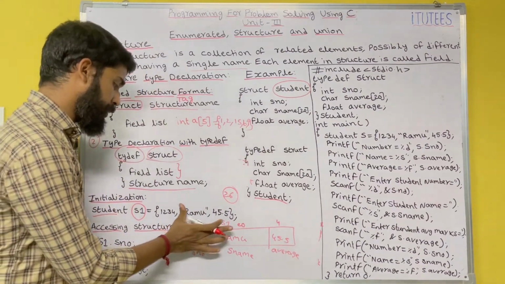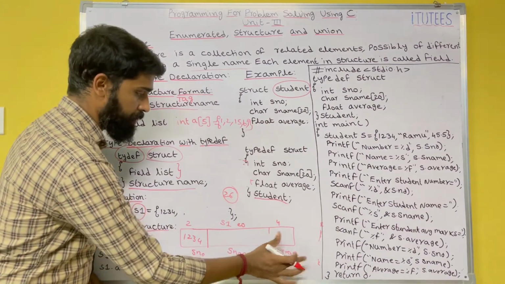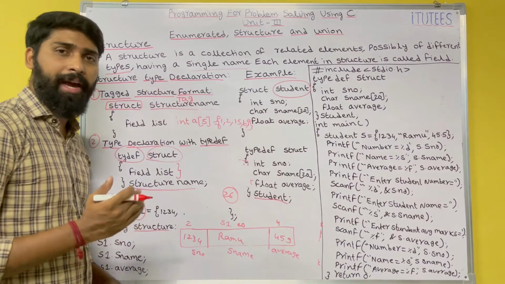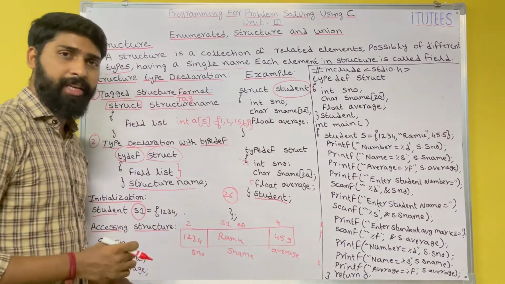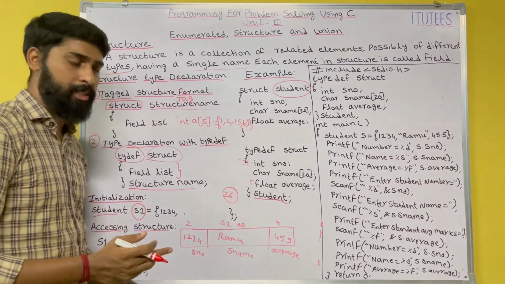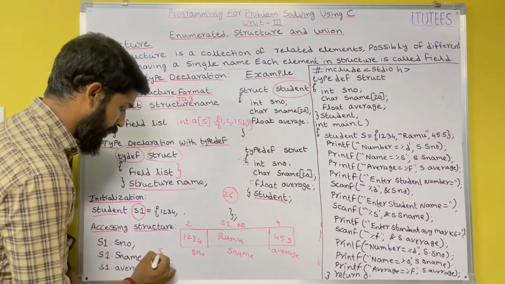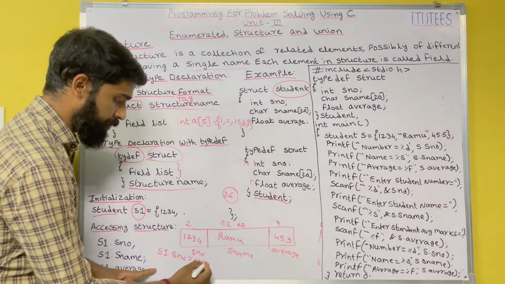If you initialize only one element, then the remaining are null values. So these are 0, this is the \0. Now we see how you can access the structure. These are the elements already stored in the structure s1. Now we see how to access these elements. How can we access them? With the help of the variable s1. So s1 dot s number means 1, 2, 3, 4.